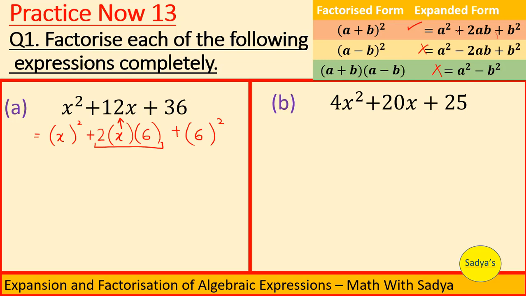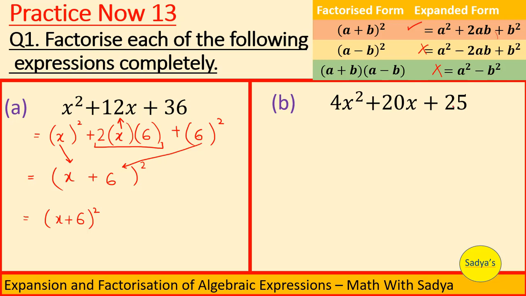So we have written the form of this identity, first identity. And this is equal to a plus b whole square, while a is x and b is 6. So x plus 6 whole square is the answer. This is the factorized form of the expression. Let's solve b part now.